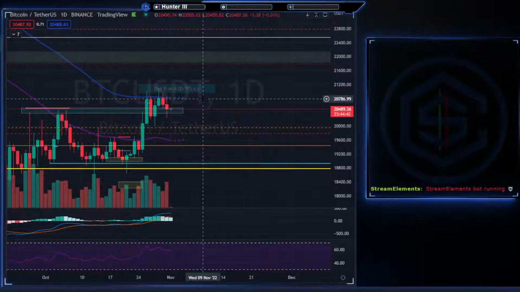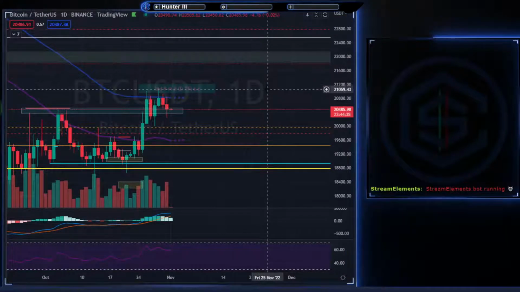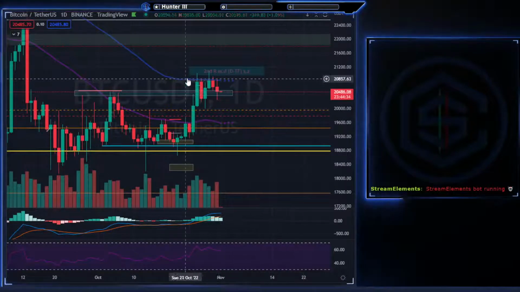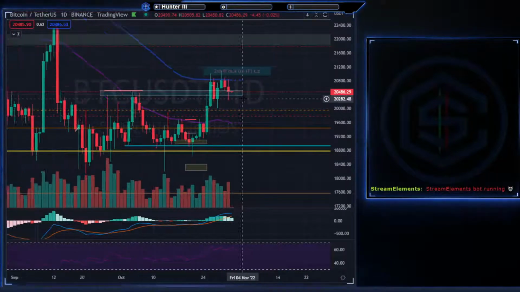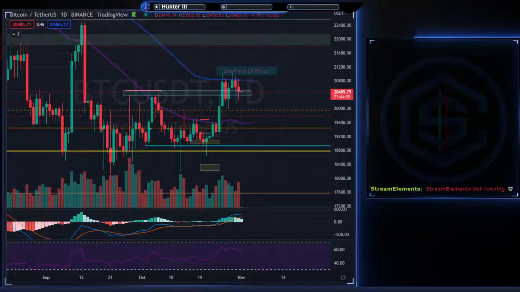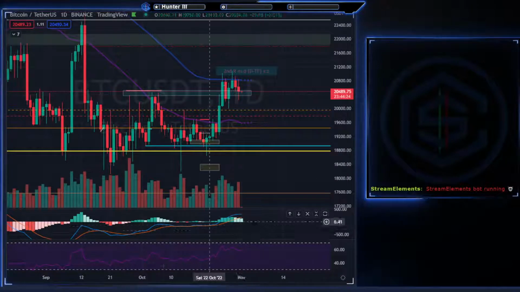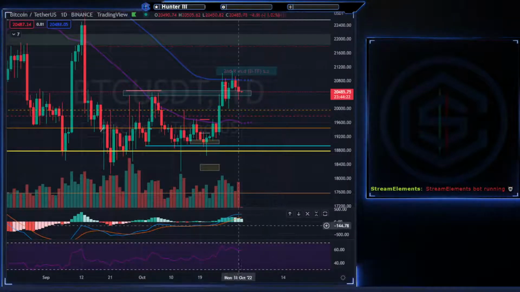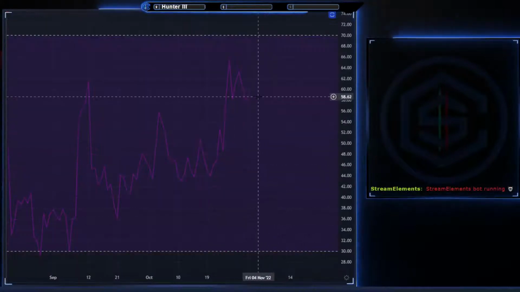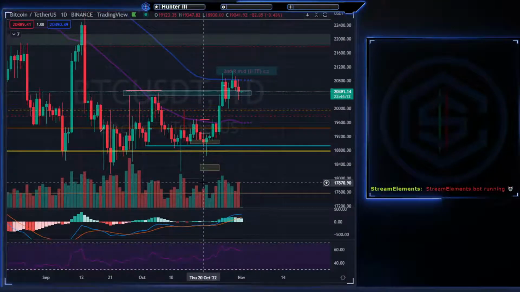Daily candle has already closed. We are being rejected at these levels still. Not much has changed there. We are losing positive momentum on the MACD as well. It's getting weaker. It's been weak past days. RSI is getting out of the bullish territory zone right now, okay?